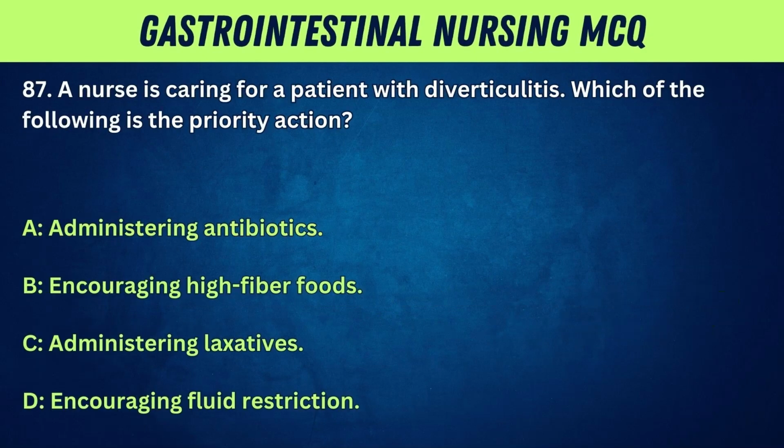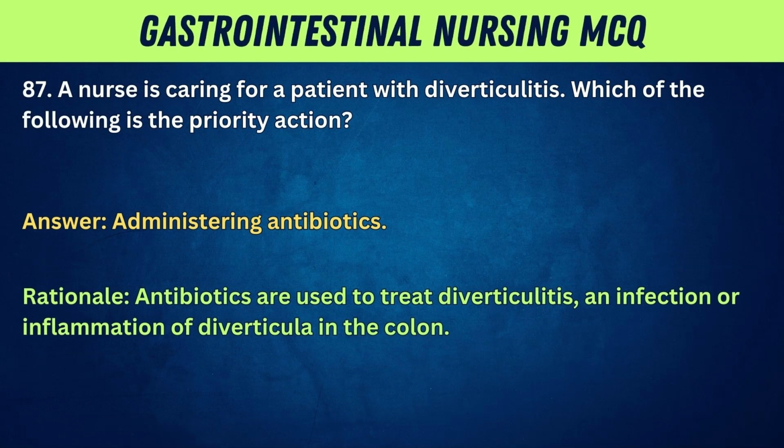of infection. 87. A nurse is caring for a patient with diverticulitis. Which of the following is the priority action? A. Administering antibiotics. B. Encouraging high-fiber foods. C. Administering laxatives. D. Encouraging fluid restriction. Answer: Administering antibiotics. Rationale: Antibiotics are used to treat diverticulitis, an infection or inflammation of diverticula in the colon.